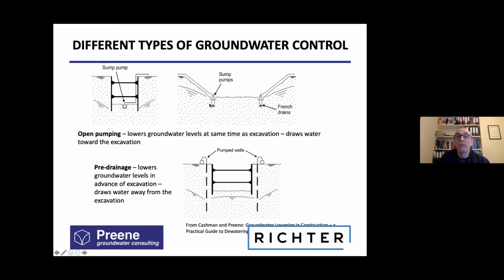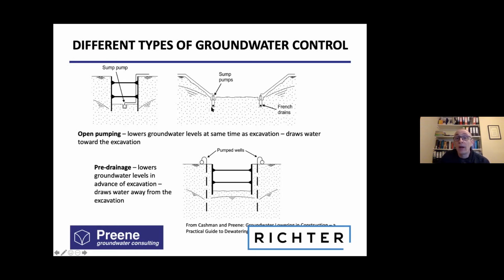This has obvious practical advantages. It's very simple and it's going to be cheap, but it has other disadvantages too. First of all, you cannot lower the groundwater level in advance of your excavation. So this means that you're always going to have some form of wet condition in the bottom of your excavation. And also, you tend to be drawing groundwater towards your excavation. So if you're in a soil that is at risk of being unstable or eroding, you're getting this concentration of flow where the water enters the excavation, and this can cause problems.